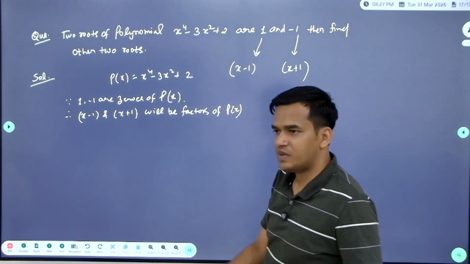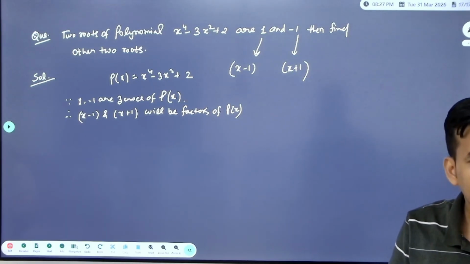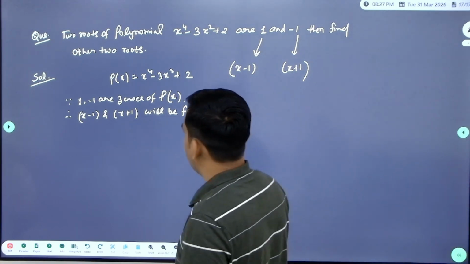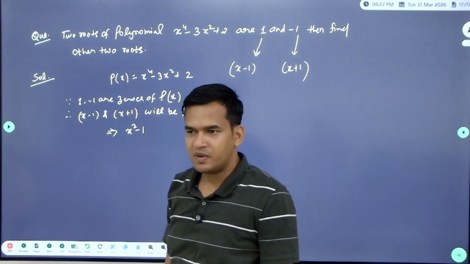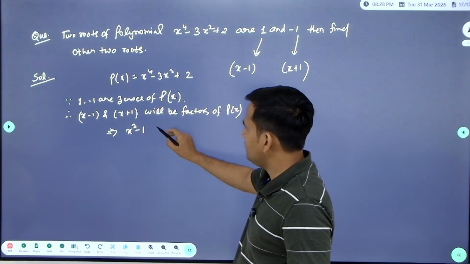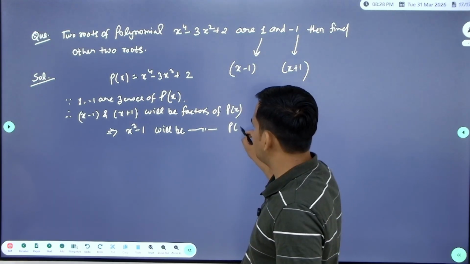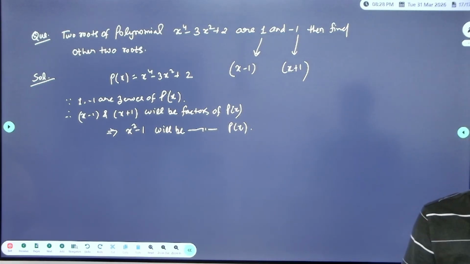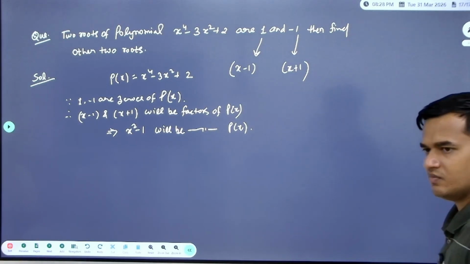x minus 1 and x plus 1 both are factors. So their multiplication will also be a factor because factors are in multiplication. So x minus 1 into x plus 1, that means x square minus 1, a minus b into a plus b, a square minus b square. So x square minus 1 is a factor of P(x). Now we can divide P(x) with x square minus 1 to get the other factor.